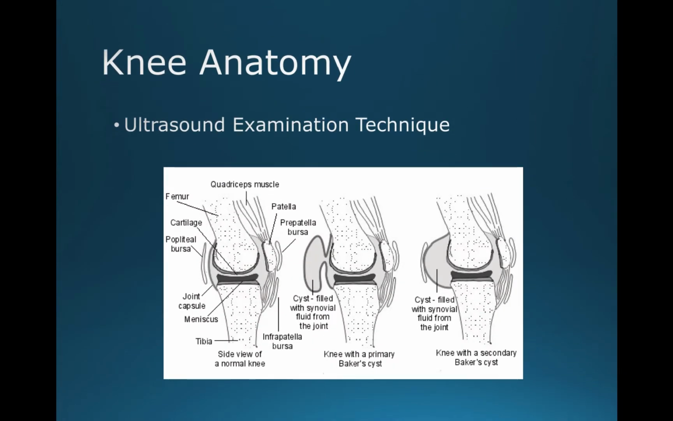Now we'll go over some more of the common joints, since we went through some basics of musculoskeletal ultrasound anatomy. The knee anatomy, obviously, we see a lot of knee injuries in the ER. The knee is also a very common area to get a septic joint, and it's very easy to see a knee effusion.